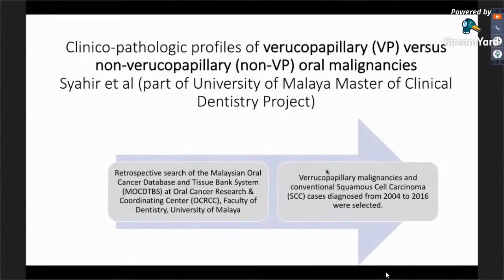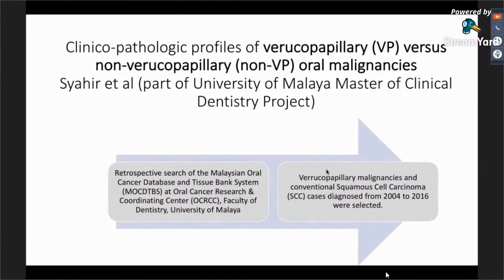This is a little study that my student, Dr. Shahid, did. This is part of his study; he's done some molecular work, but I'm not going to talk about molecular in this particular lecture. This is a comparison between the clinical pathologic profiles of verrucopapillary versus non-verrucopapillary oral malignancies.